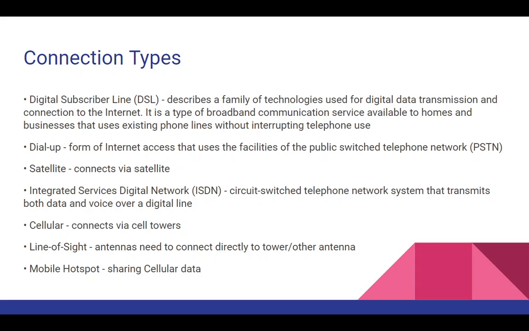Cellular, that's how your cell phone connects, but there are also other devices that can connect to the cell towers that don't necessarily do cell phone calls. Line of sight just means that you need to actually see the tower. So an example of this, you have a dish on your house, the dish points straight at a tower, so it's a wireless connection to some sort of other antenna or tower with an antenna.